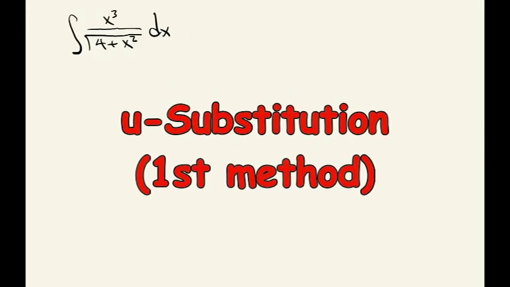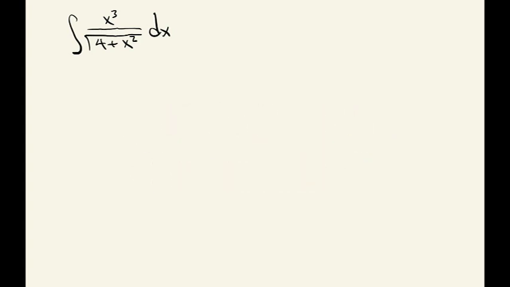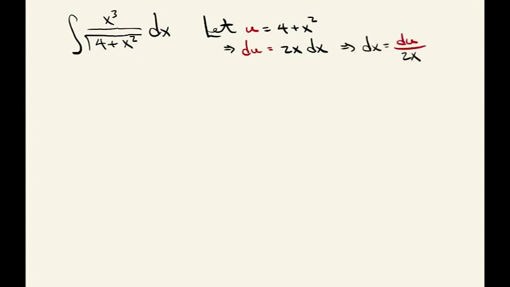In order to evaluate the integral of x cubed over the square root of 4 plus x squared by u substitution, we can begin by recognizing that 4 plus x squared under the radical would be simplified with a single variable u. So letting u equal 4 plus x squared, du is then 2x dx. And then isolating dx by dividing both sides by 2x gives us that dx is equal to du over 2x.